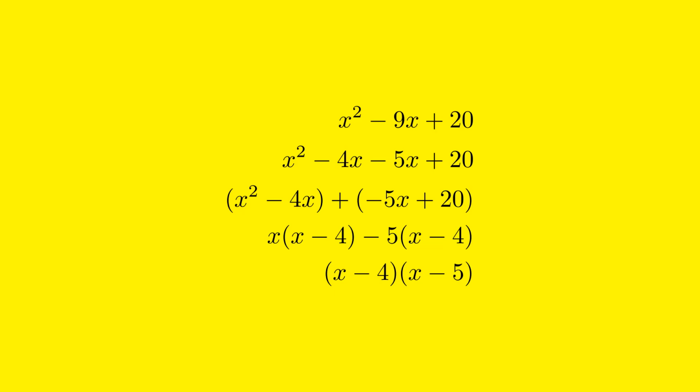For the second group, minus 5x plus 20, the greatest common factor is minus 5. This gives us minus 5 times x minus 4. Now, we can see that both terms have a common factor of x minus 4. We factor out x minus 4, which leaves us with x minus 4 times x minus 5. Therefore, the factorized form of the quadratic equation x squared minus 9x plus 20 is x minus 4 times x minus 5. That completes the factorization process.